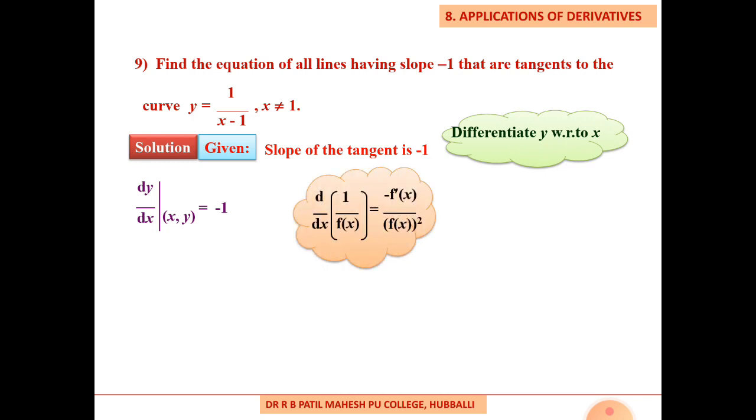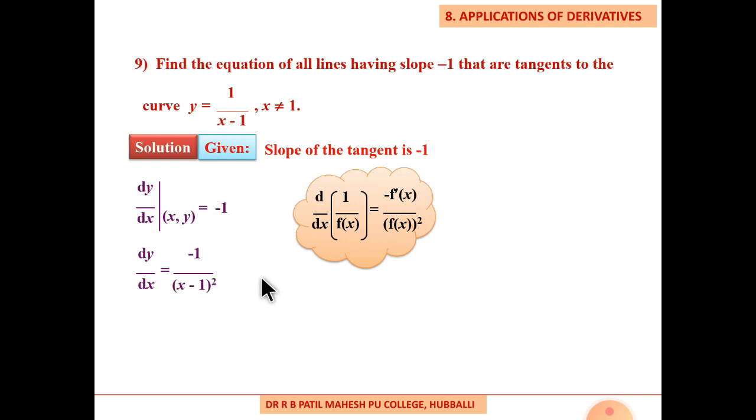Now differentiate the given term with respect to x. So we get dy by dx equal to, what is the derivative of 1 by x? The derivative of 1 by x is minus 1 by x square. In the place of x, we have x minus 1. So we'll get minus 1 by (x minus 1) whole square.